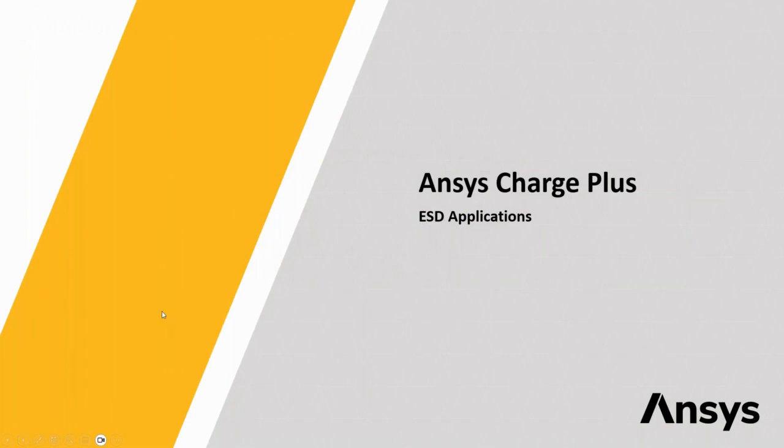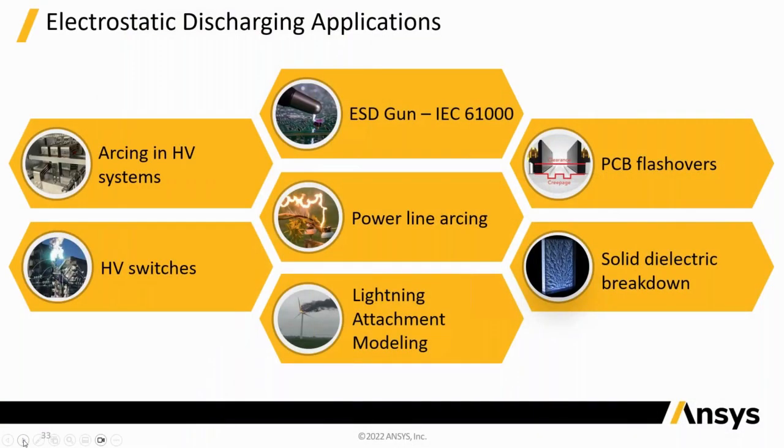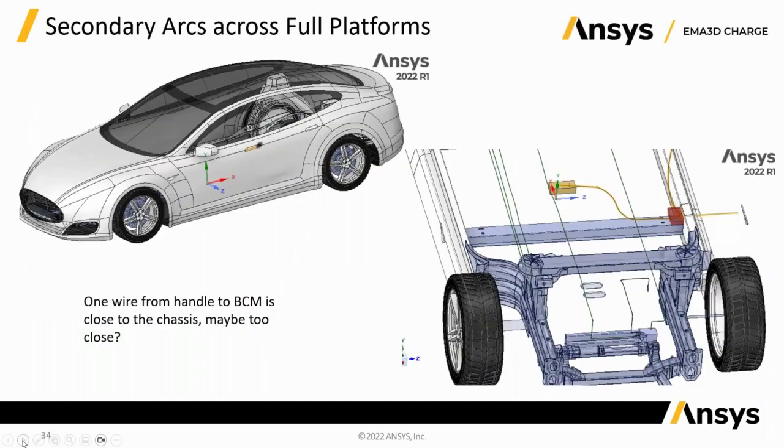I do want to mention a little bit about our ESD applications. Just for those of you who have any concerns for ESD, I'll just quickly show you some of the types of applications that it can do. This is a broad list of what types of applications we see it being used for. We're seeing a large growth in some of the high voltage power systems out there, arcing in those, and high voltage switches and breakers. We can do dielectric breakdown. We've seen a lot of solar panel work with that, but dielectric breakdown happens in many other applications. And then lightning attachment modeling, and certainly anybody who has to do ESD testing or non-contact ESD gun testing, we can do that.